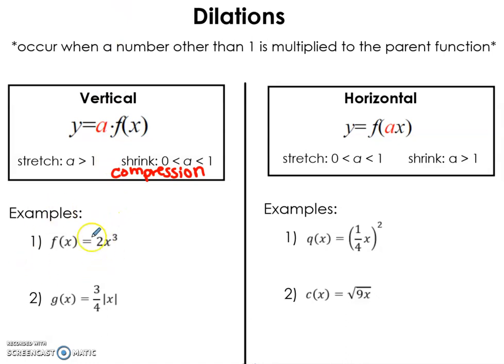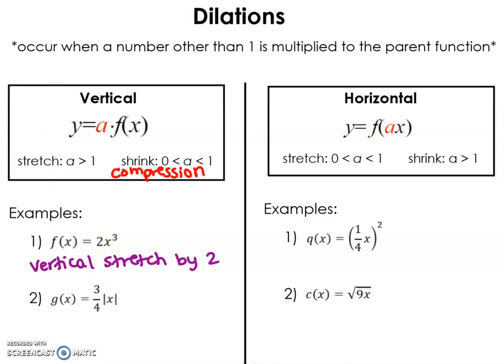Okay, so when we look at this example, we can see that there's a 2 in front. So that means that it's in front, so it's vertical. And it's a stretch because 2 is greater than 1. And we're going to say it's a stretch by 2. So 2 is the factor at which it's being stretched by. So this is a vertical stretch by 2.